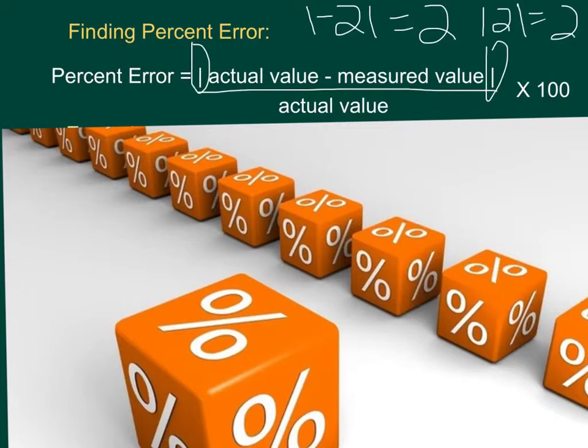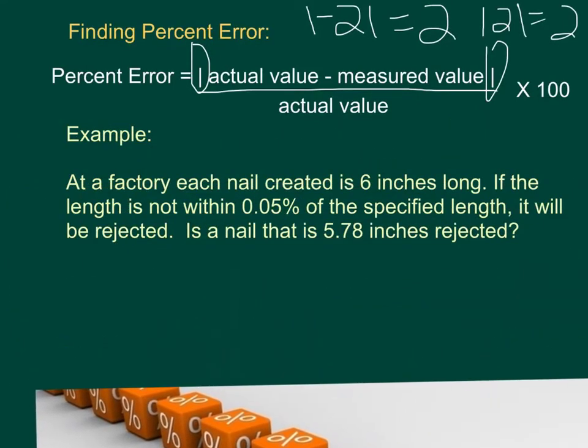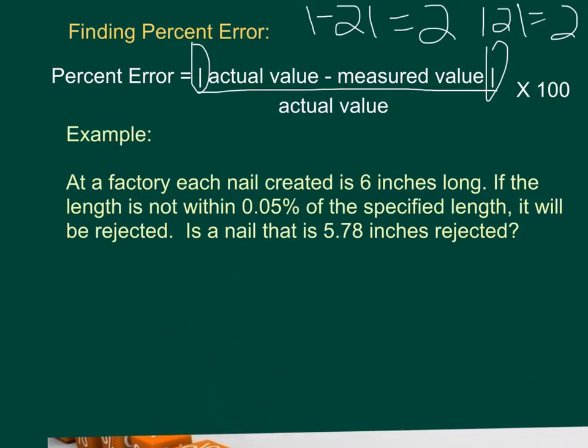Let's try an example of finding percent error. At a factory, each nail created is 6 inches long. If the length is not within 0.05% of the specified length, it will be rejected. Is the nail that is 5 7/8 inches rejected? Let's see, the first thing we need to do is set up our equation. So we take the absolute value of our actual value, 6, subtract the measured value, 5 7/8, divide it by our actual value, 6, and then multiply by 100.